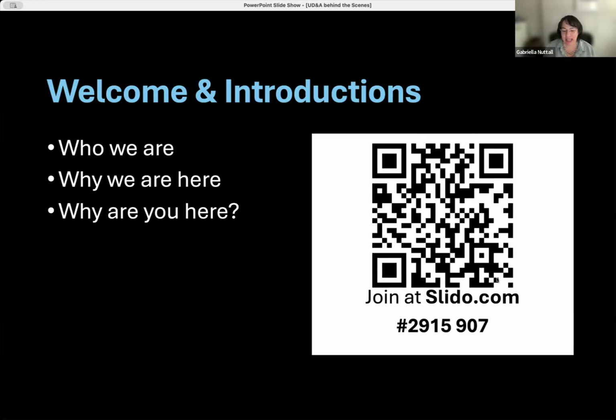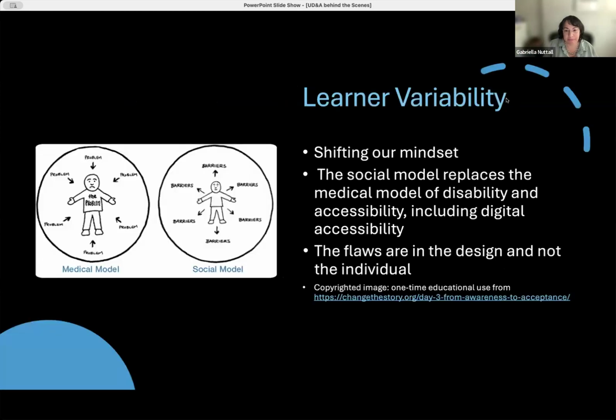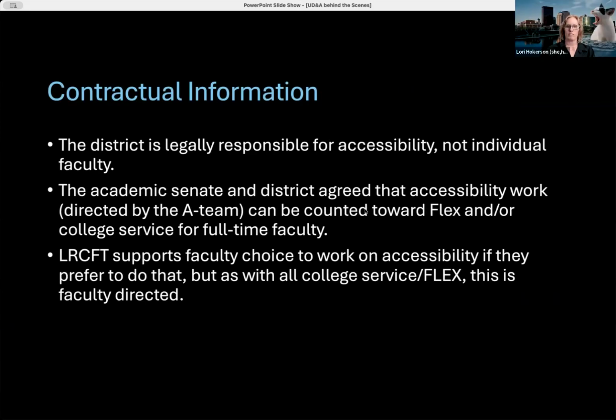And of course, we want to thank the union for this opportunity. And thank you, Jacob, for being here with us. In fact, Jacob is going to start by talking a little bit about the contractual information related to accessibility. Did we want to do the quick Slido to find out who's here and what they're hoping to get? Sure, I forgot about that. Where is that? It should be on the slide after introductions.